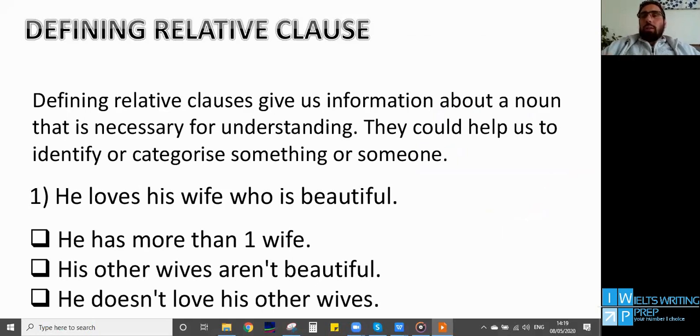Number 1 is what we call a defining relative clause. A defining relative clause gives us information that is necessary for understanding. If we don't have this information, we can't understand. If a man has more than one wife, which happens in a lot of the Middle East, and we just say he loves his wife, the meaning would be incomplete. He has 4, so that means nothing. We can't understand the sentence. Defining relative clauses give us necessary information for understanding.